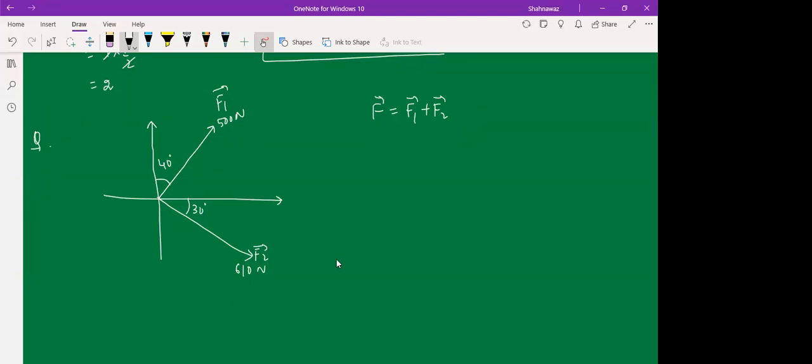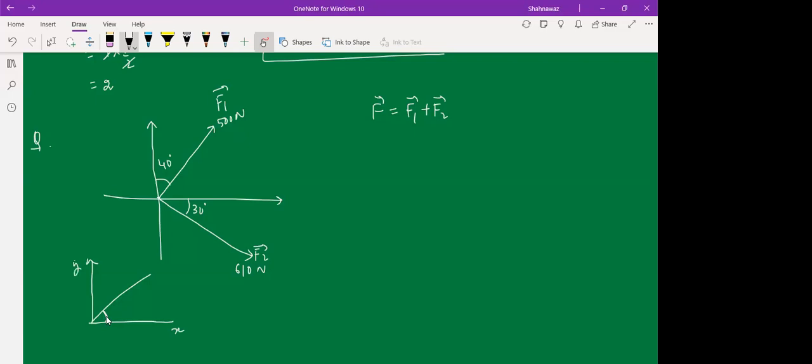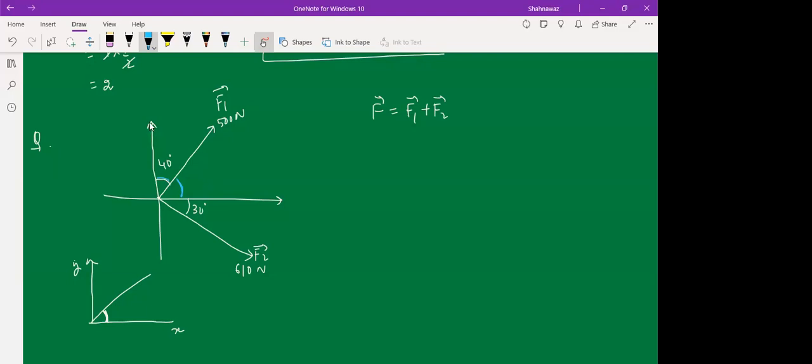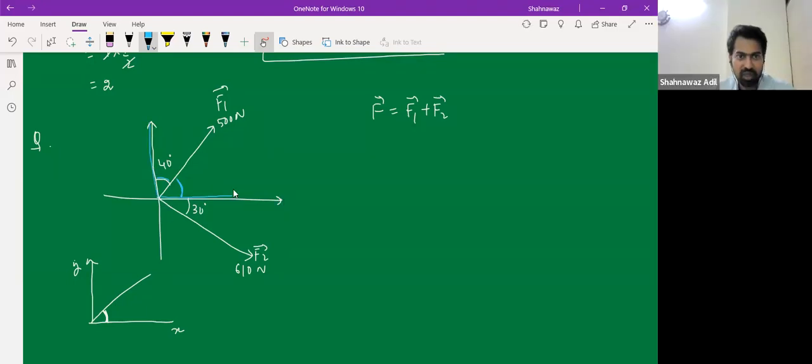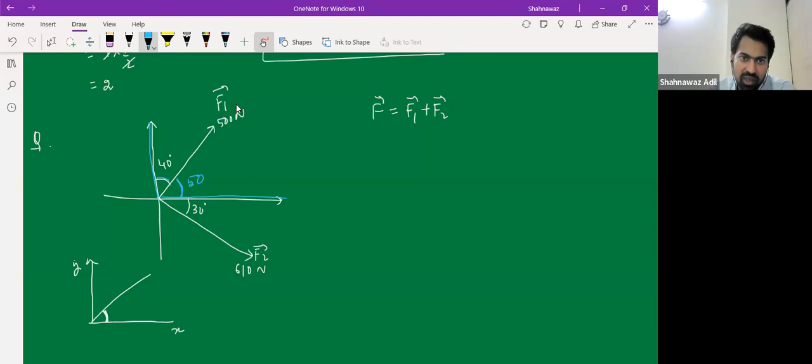The important part is that we resolve the vector with the horizontal. So we know the x angle, right? This is the horizontal, so we need this angle. This is 40, so this would be how much? 180 minus 40, so this is 50 degree. Now we can resolve this F1. So F1x would be how much?